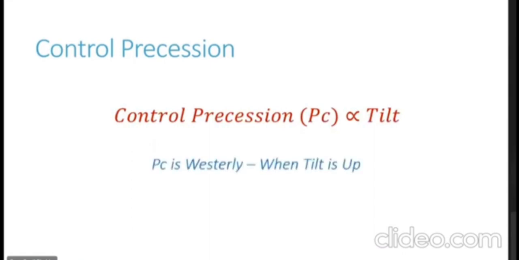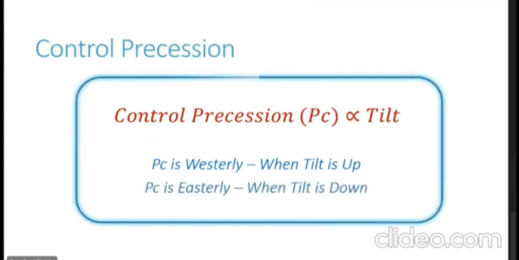So a very, very important takeaway from this discussion now, the control precession which comes into the picture now, because of the weight which we have fitted, top heavy or bottom heavy, this control precession represented by PC is directly proportional to tilt. When the tilt is zero, the control precession is zero. As the tilt starts to increase, the control precession also increases. It is directly proportional to tilt. So this tells us about the magnitude of the control precession.